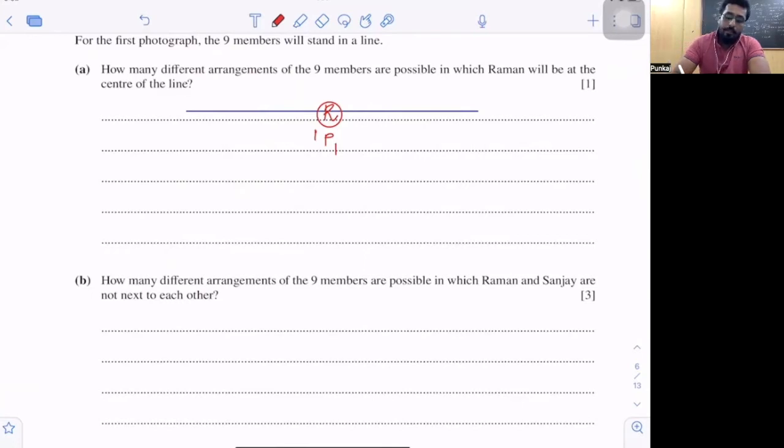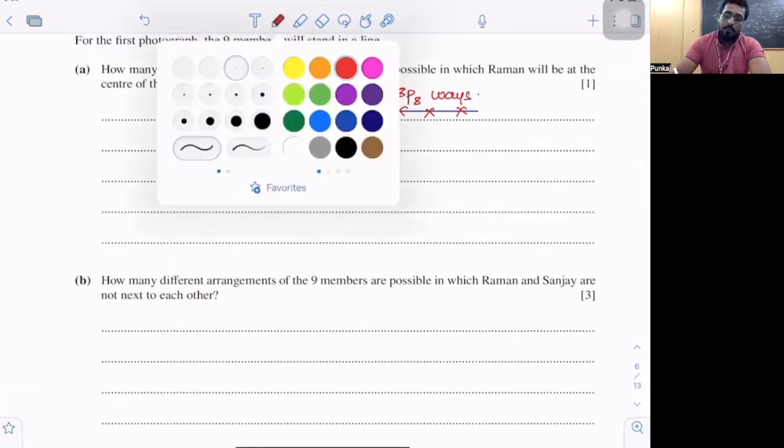Now the remaining 8 places. So that's 1, 2, 3, and 4. 1, 2, 3, and 4. So total 8 places are left and 8 members are left, isn't it? So 8 members and 8 places. So these can be arranged in 8P8 ways, right? The remaining 8 members can be arranged in 8P8 ways. Got it? So I can write the answer something like this.